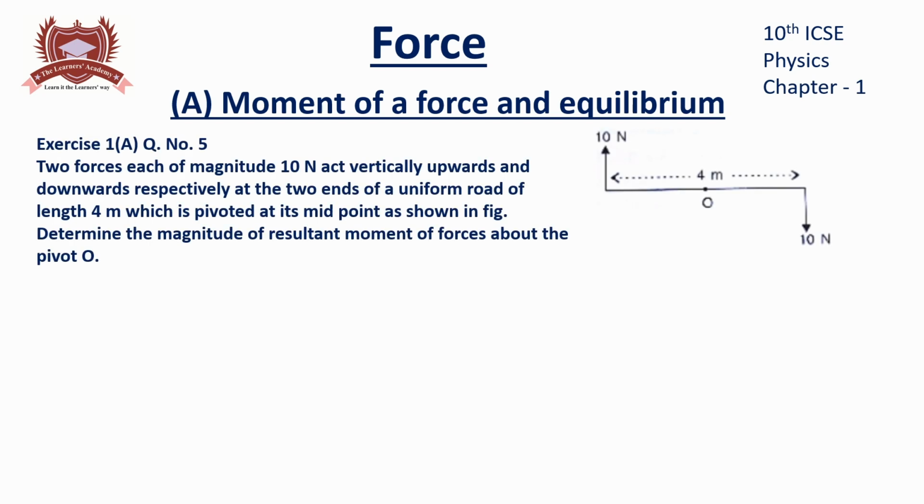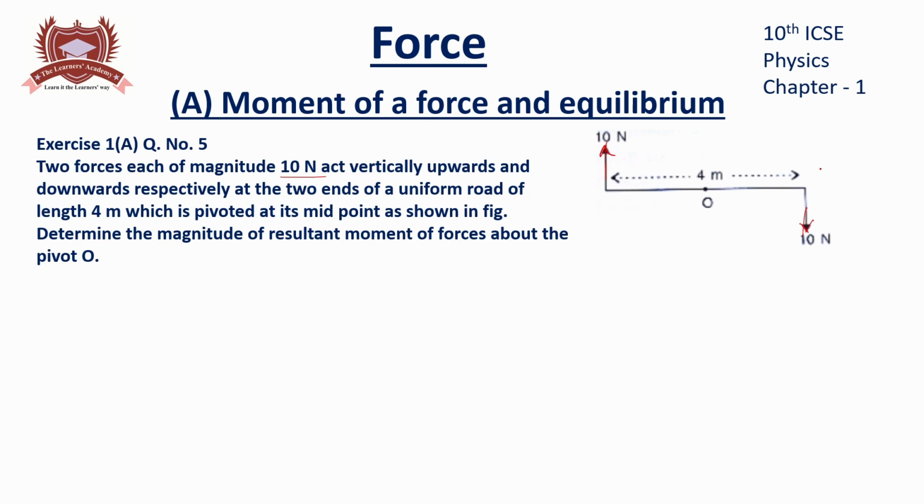Now let us quickly go ahead with the next example. This is example number 5 from the same exercise. The example tells us that we have 2 forces of magnitude 10 newtons. So 2 forces of magnitude 10 newtons act vertically upward and downward. So we have one acting vertically upward in this direction and one acting vertically downward in this direction.